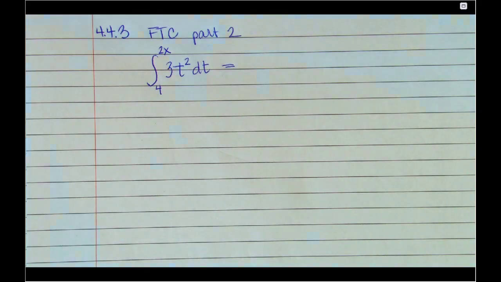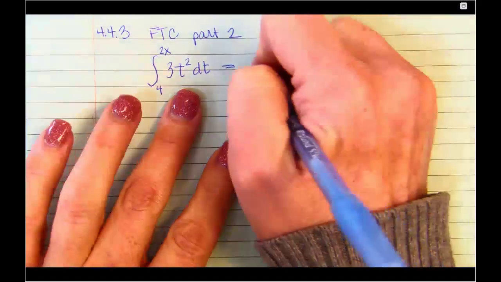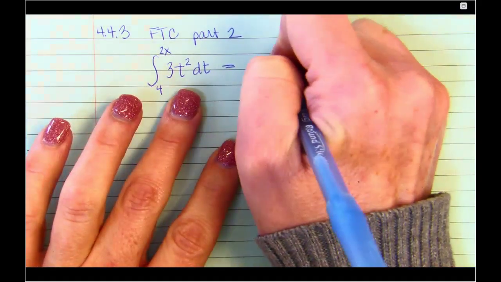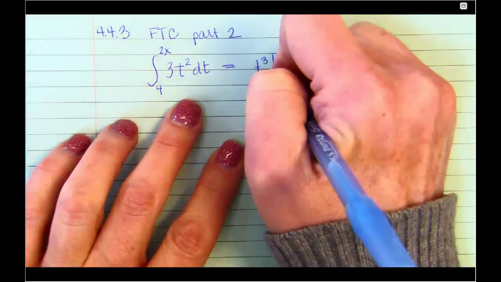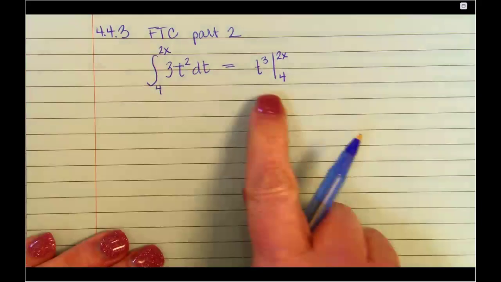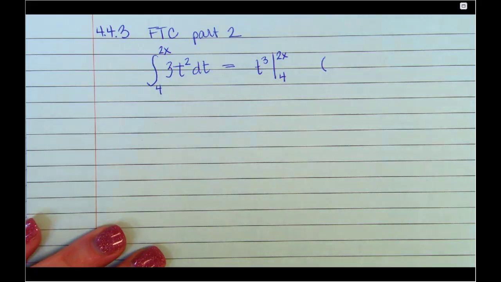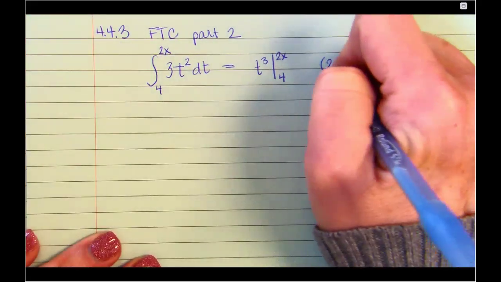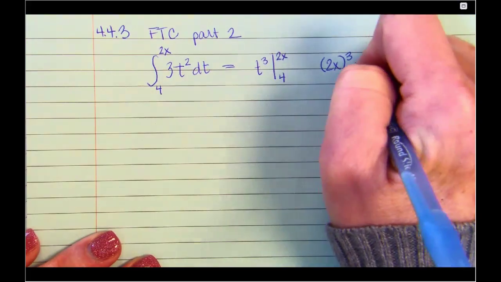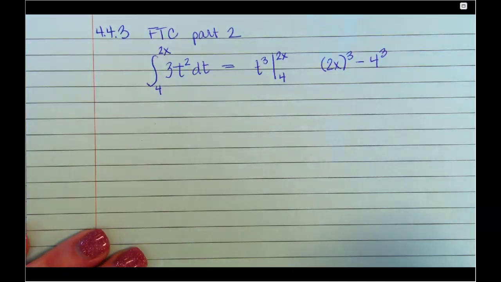Okay, so if we're going to use the fundamental theorem, we have to do the antiderivative. What's the antiderivative of this? T cubed. And we're going to plug in 2x and we're going to plug in a 4. Okay, so if we plug in the 2x to that, what do we get? This is not a rocket science question. 2x cubed. Yep, 2x all cubed, right? And then we're going to subtract 4 to the third, right? Okay, now, this is the answer.